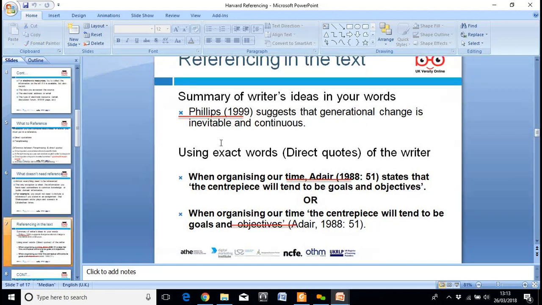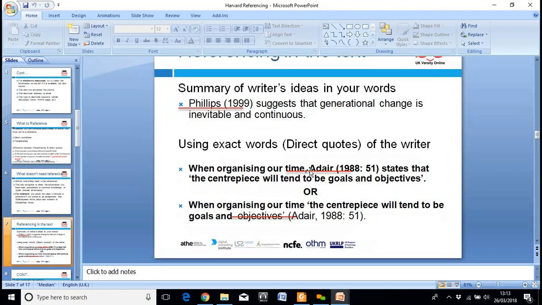But if you're using exact words or direct quotes of the writer, it says, when organising our time, ATHE 1988-51 states that the centrepiece will tend to be goals or objectives. There you are using, or: when organising our time, the centrepiece will tend to be goals and objectives, ATHE 1988-51. So you can put that in, usually I tend to put it in at the beginning, but some people put it in after the quote. It doesn't really matter so long as it's there. Is that okay? Yeah, that's fine.